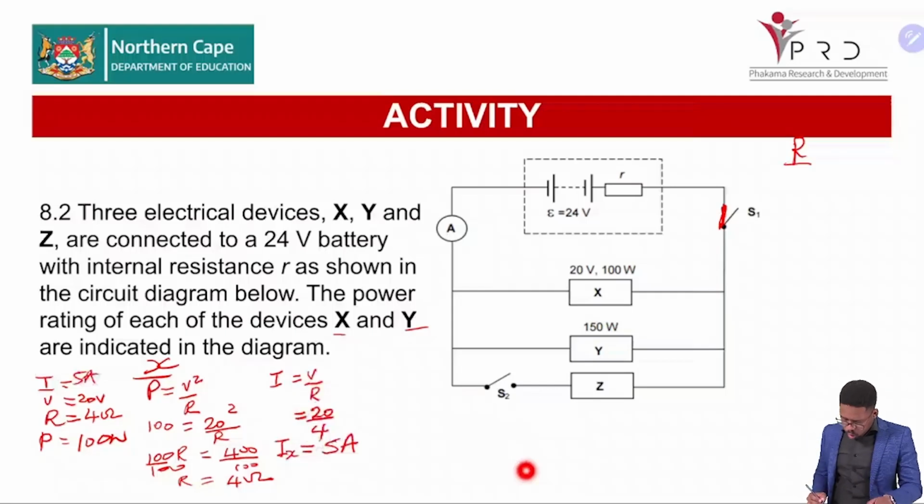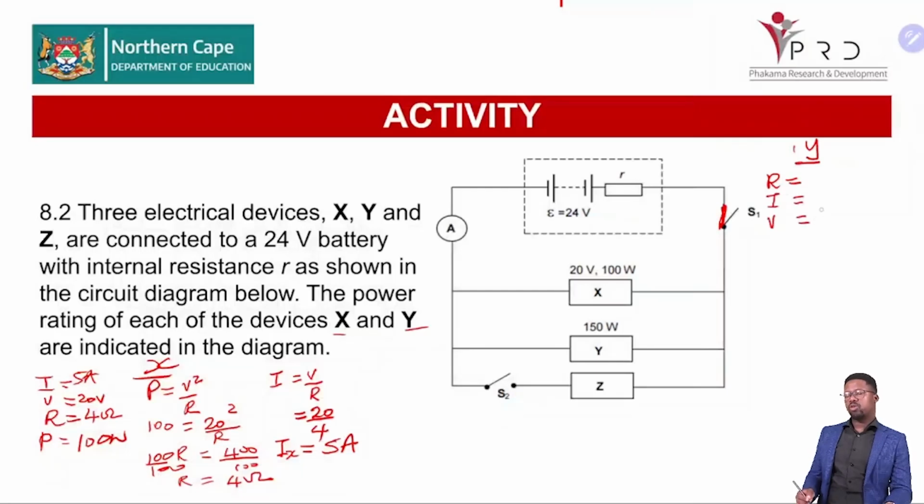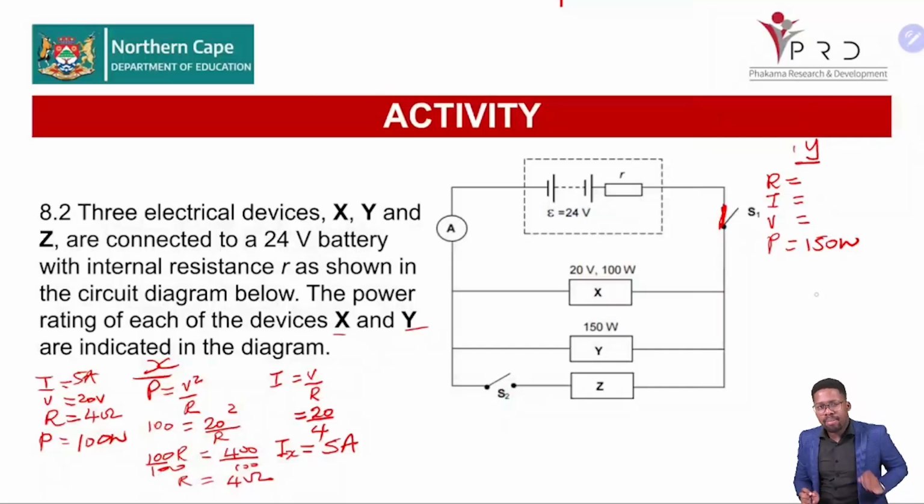You come to Y. We must know what is happening to resistance, what is happening to current, and what is happening to voltage. We are just analyzing. We have not yet answered the question. We are given the power for Y, which is 150 watts. Now, when you look at X and Y, they are connected in parallel. Then something must come to your mind.